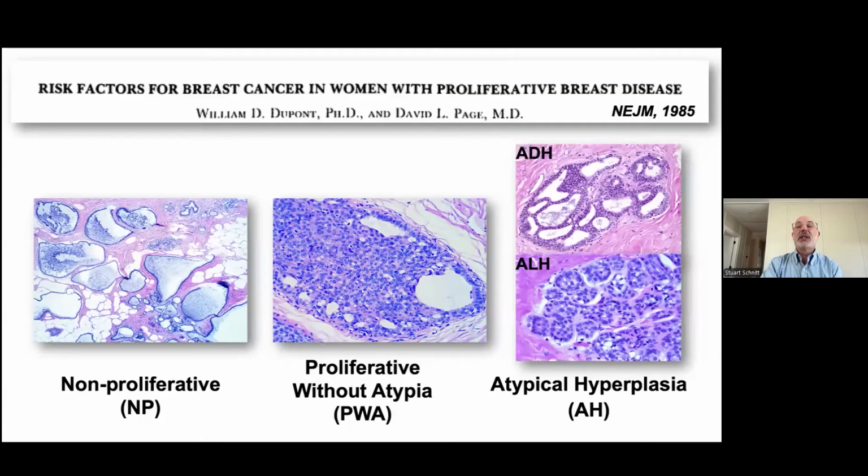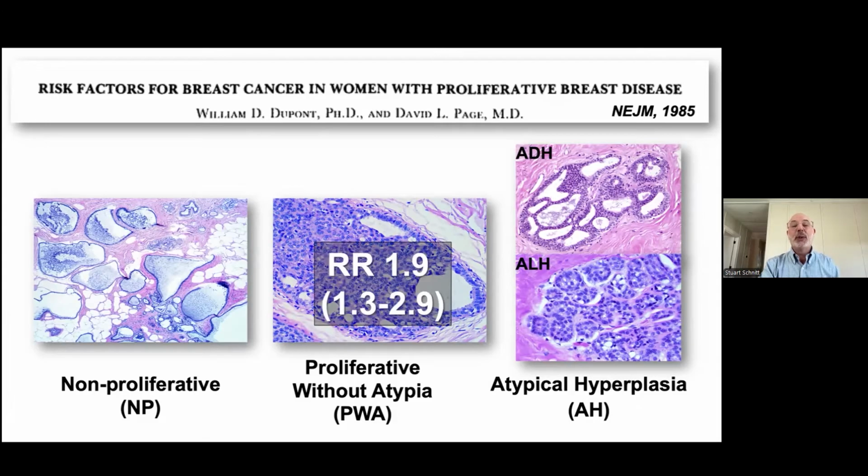The risk associated with these lesions was first brought to our attention in this seminal study published by DuPont and Page in the New England Journal of Medicine almost 40 years ago. They looked at women who had benign breast biopsies, looked at the findings in those biopsies, and related these findings to the subsequent risk of development of breast cancer. The benign breast biopsies were subdivided into 3 categories: non-proliferative lesions, proliferative lesions without atypia, and the atypical hyperplasias, ADH and ALH.